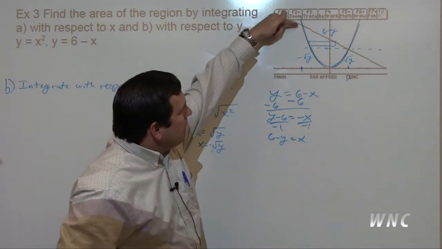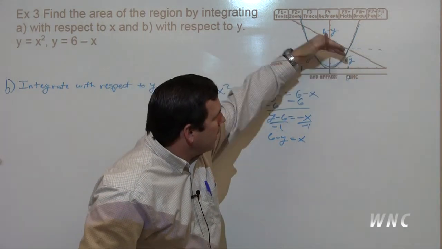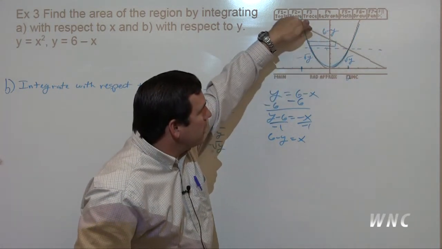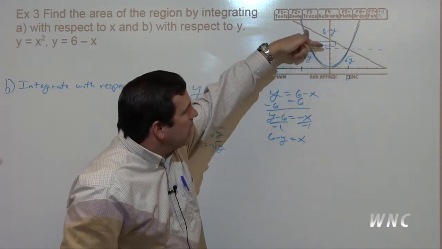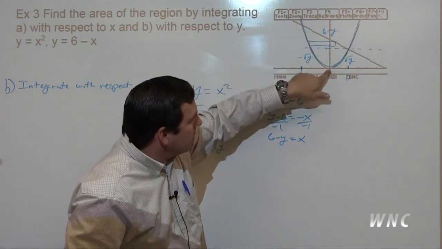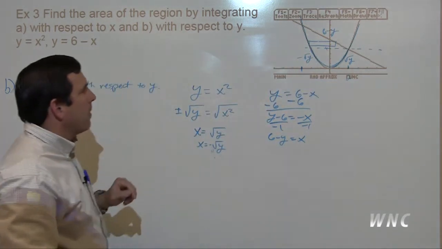So we have to look at this point of intersection down to this line here. This horizontal line is where our upper curve changes from 6 minus y to the square root of y. And then we're going to go from that point to 0, or we can say 0 to 4, and 4 to up here. What's this one going to be?